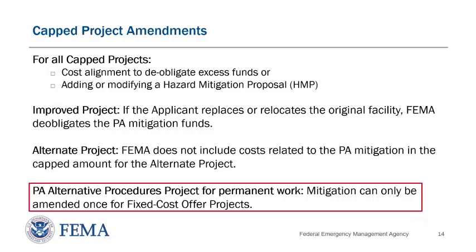If the capacity is increased, the proposed hazard mitigation scope of work and cost is limited to the scope of work and cost necessary to mitigate to the pre-disaster capacity of the damaged facility. A hazard mitigation proposal for this project can only be amended once. If the applicant does not complete the approved PA mitigation, then FEMA deobligates the portion of the fixed cost amount related to hazard mitigation. So now let's walk through the process of requesting an amendment in Grants Manager.